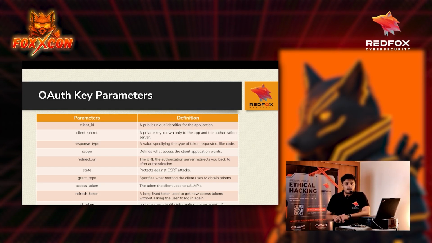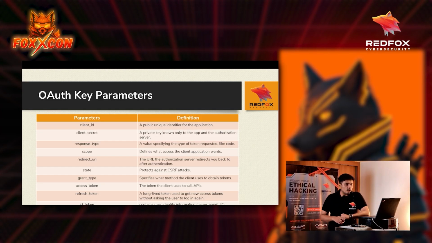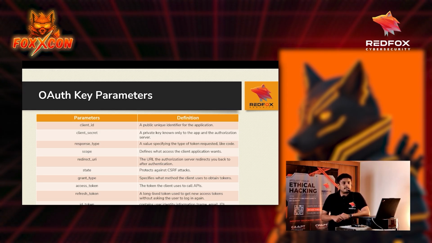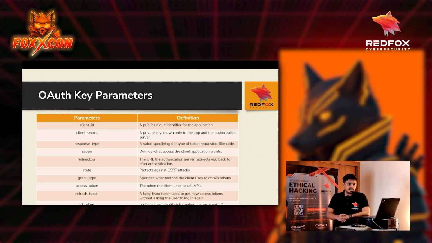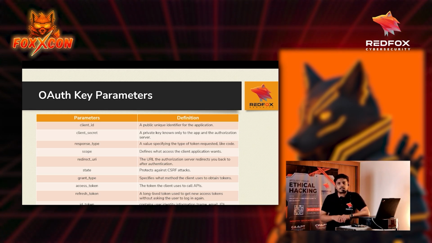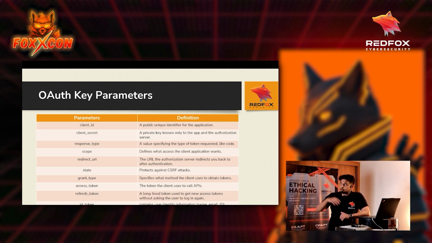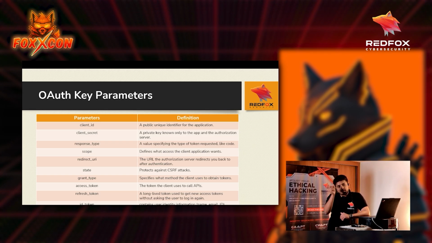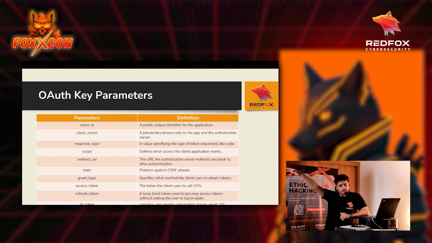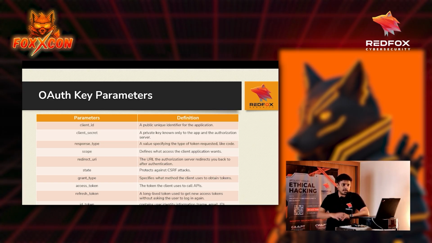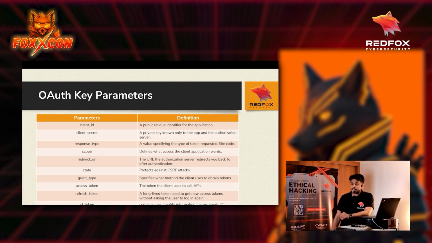First is the client ID. Client ID is nothing but the audience, or I will say the web application. For example, Redfox have hosted an application and now they are using AWS as an OAuth provider. So Redfox will have a client ID named Redfox, and their service provider will be Cognito or anything regarding AWS. So that is your client ID.